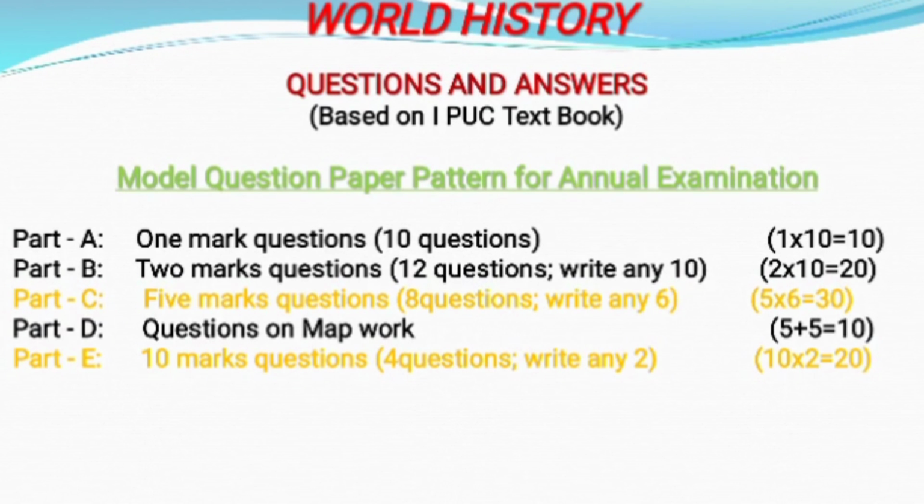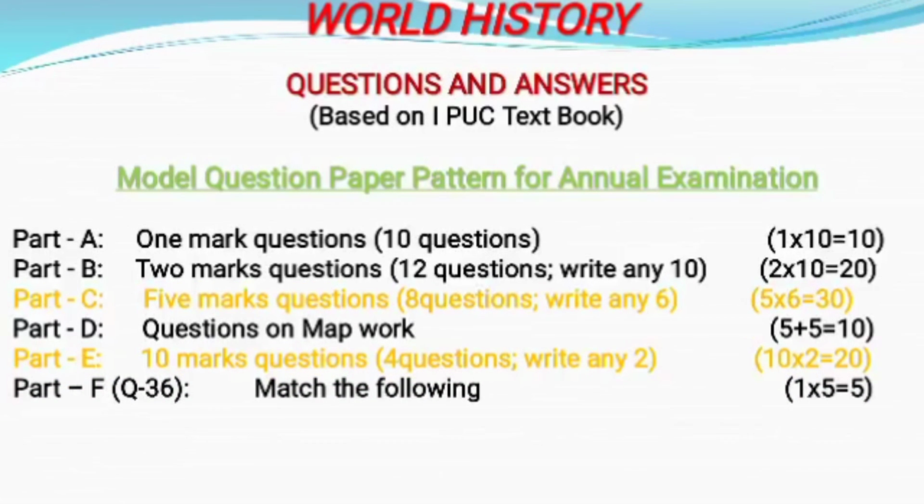Then Part E, long answer questions, which are 10 marks questions. A total of 4 questions are there. Write any 2. Among 4 questions, you should write 2 questions, and the answer should be 30 to 40 sentences each, which is 2 to 3 pages. 10 into 2, total 20 marks.